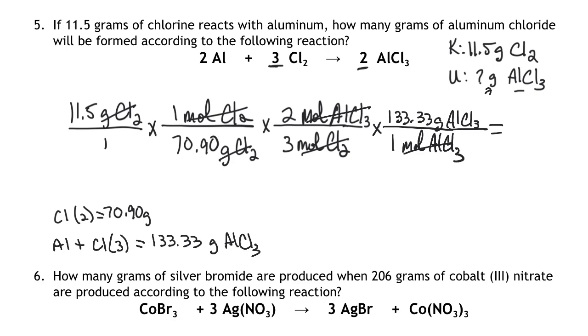All right, after putting that in my calculator, I get 14.4174, blah, blah, blah. All right, look up at my known. I've got 3 significant figures, so I'm going to need to have 3 significant figures in my answer. So 14.4 grams of aluminum chloride will be my final answer.